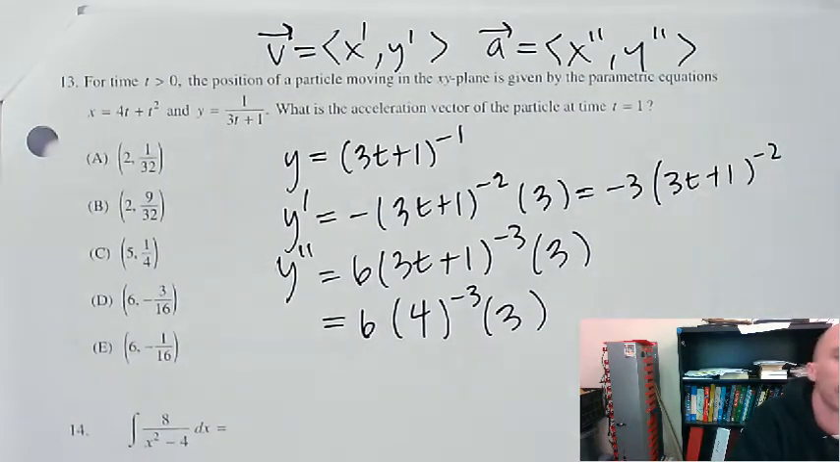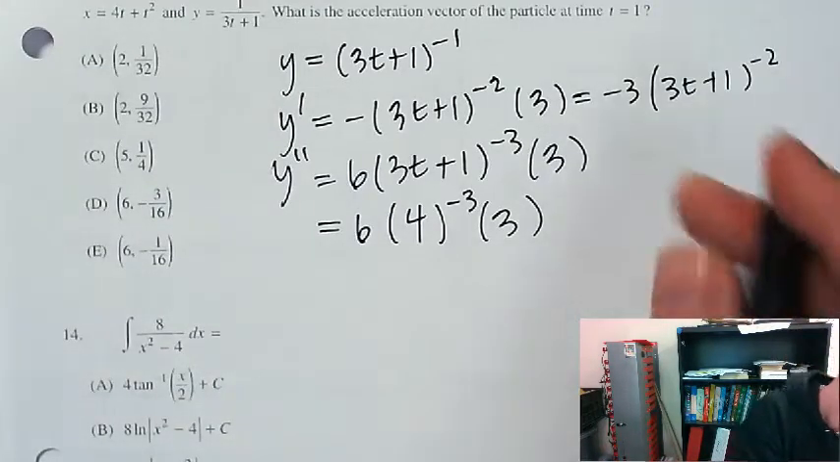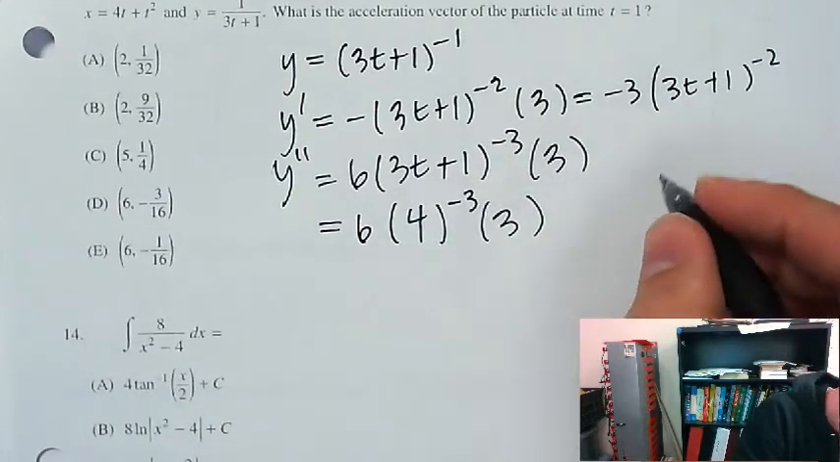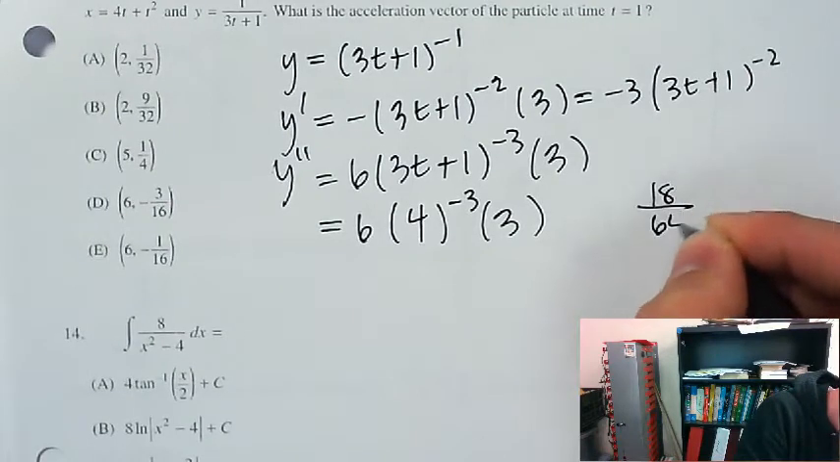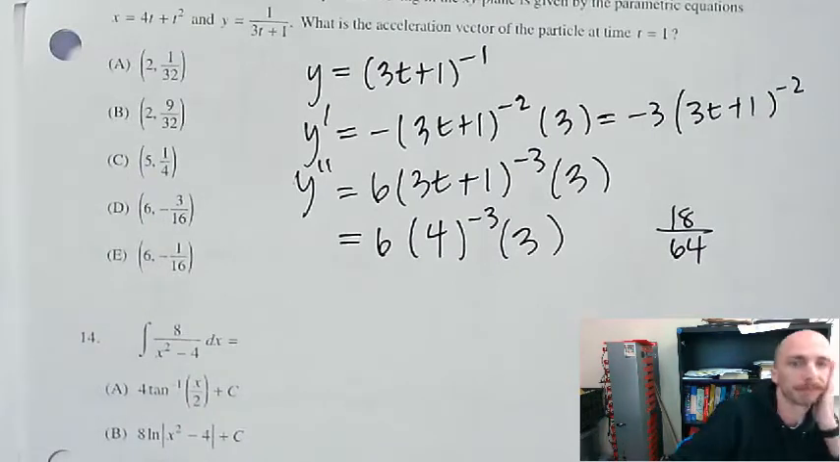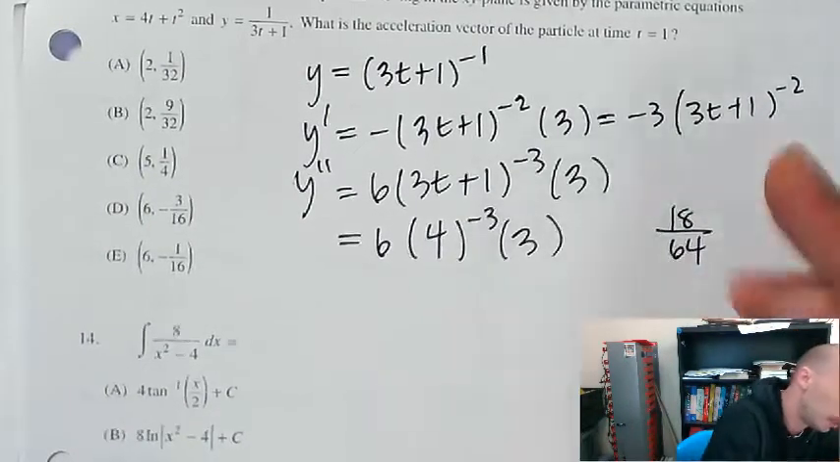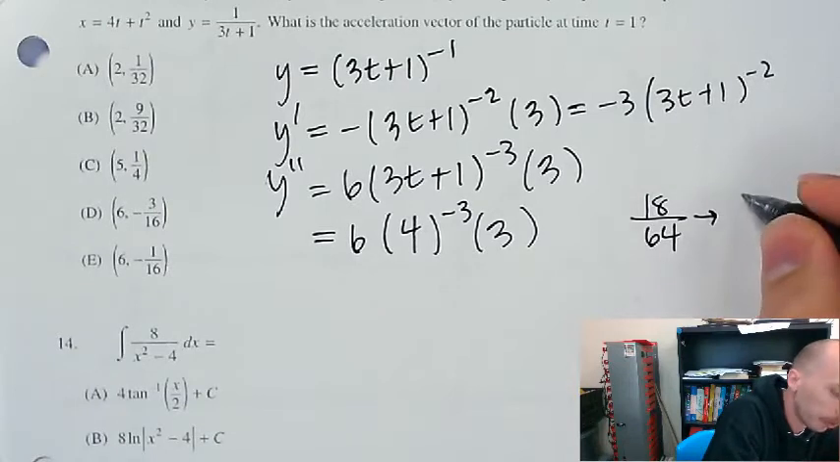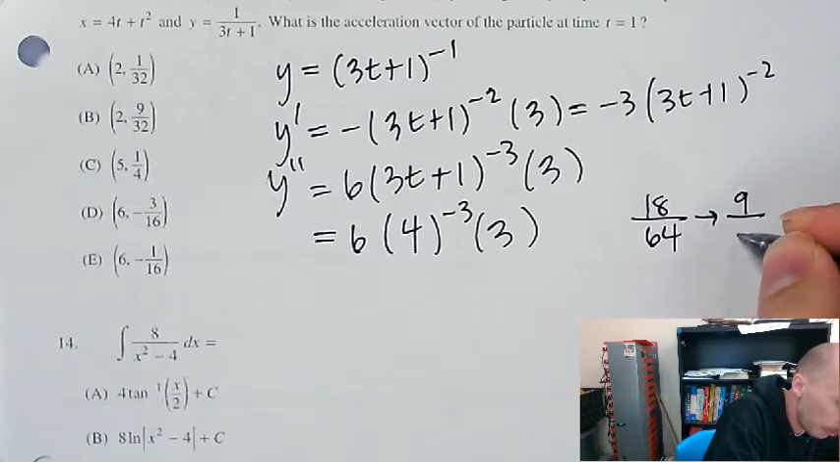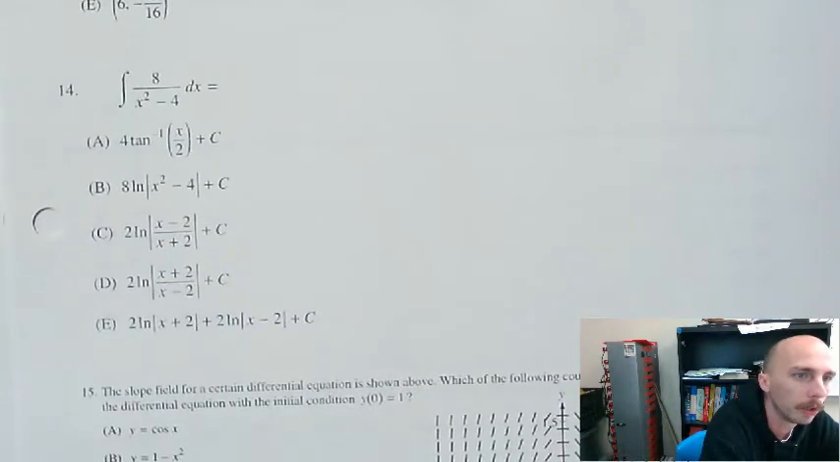Let me think. 4 to the third is going to be 64. And so I'm going to have 18 over 64. That's really annoying. Now, I'm not allowed to use a calculator to simplify 18 over 64, so I'm just going to divide in half. 9 over 32. There we go. Only one answer choice had 9 over 32.